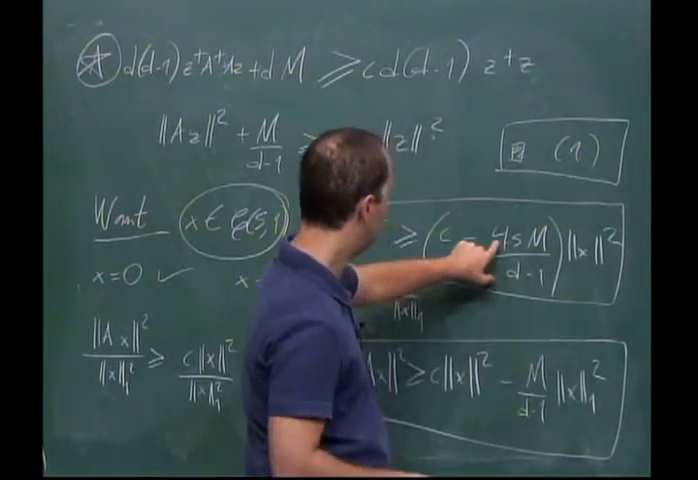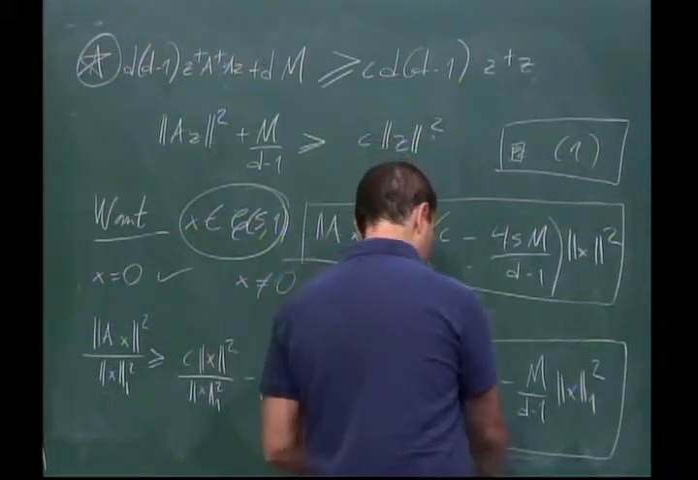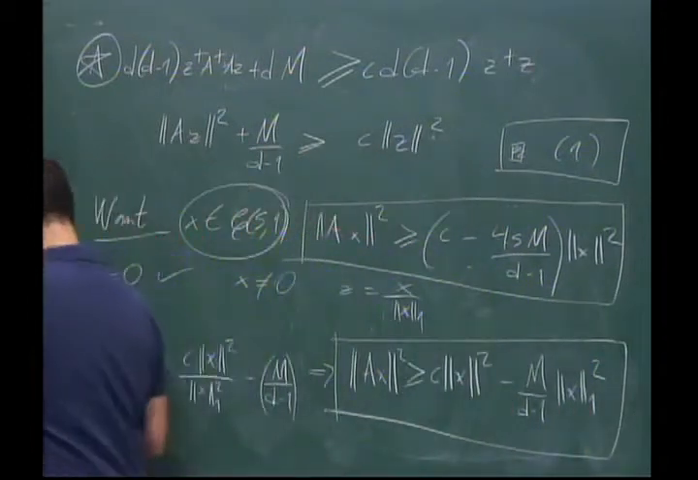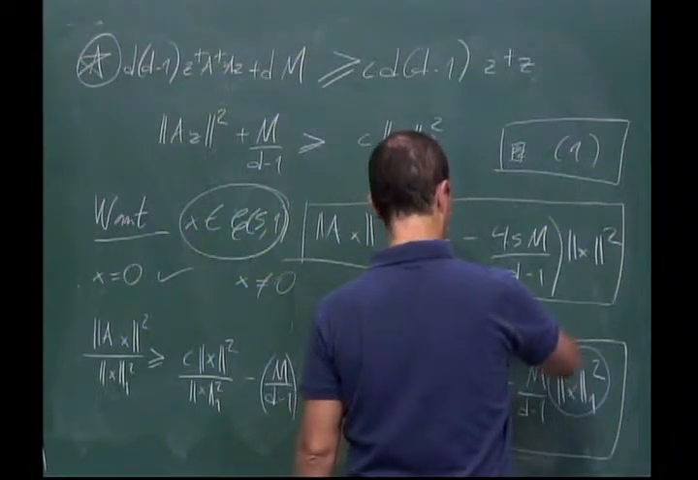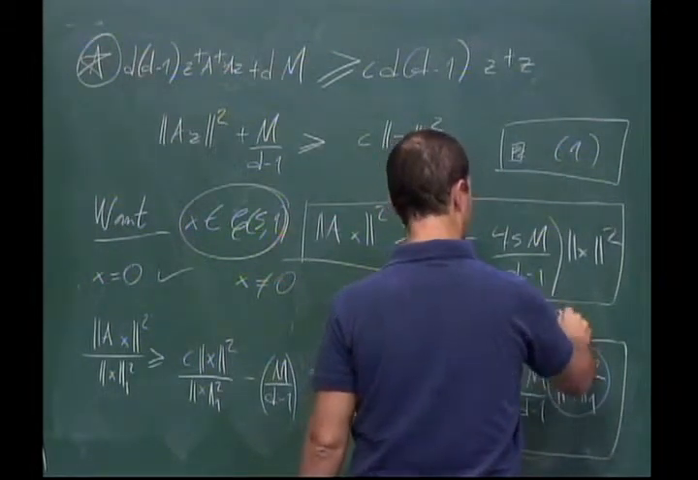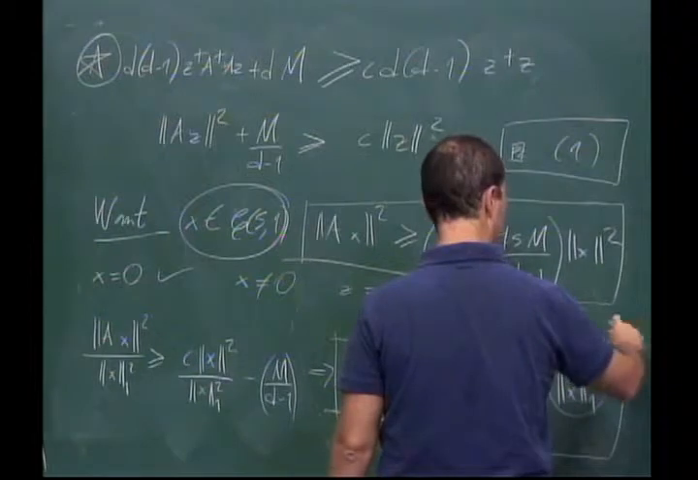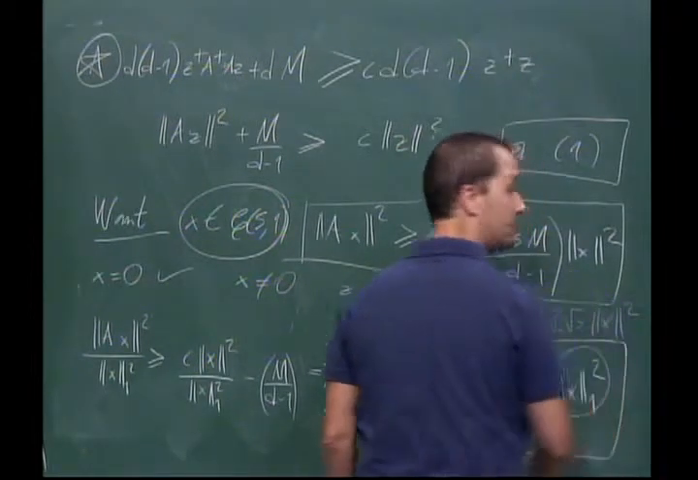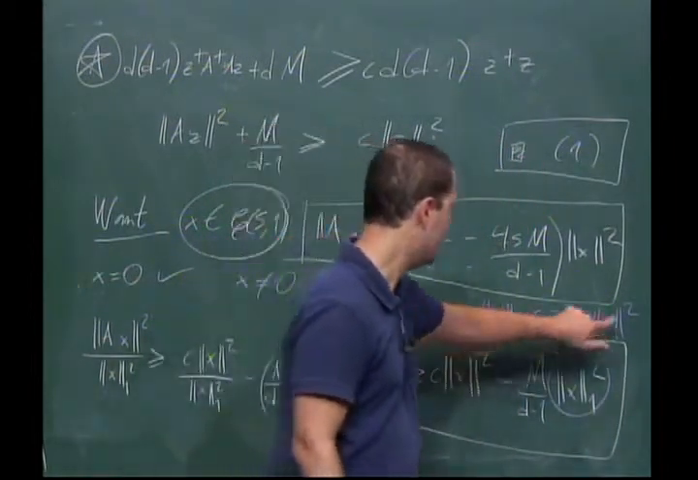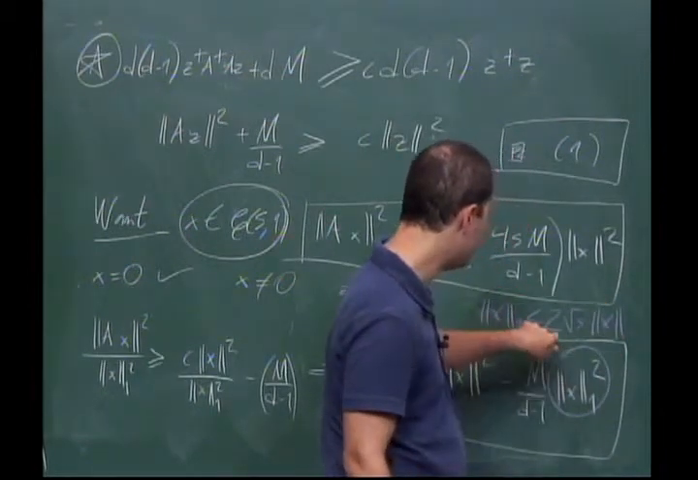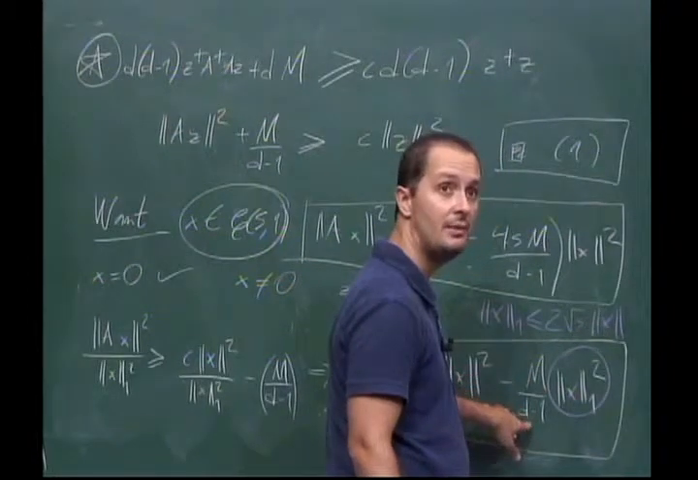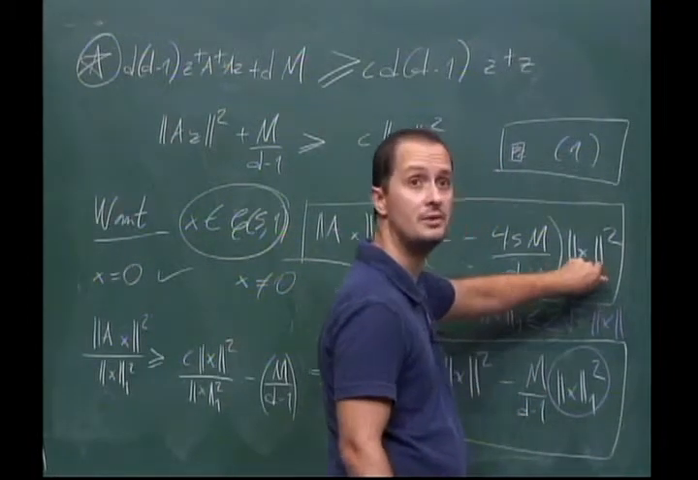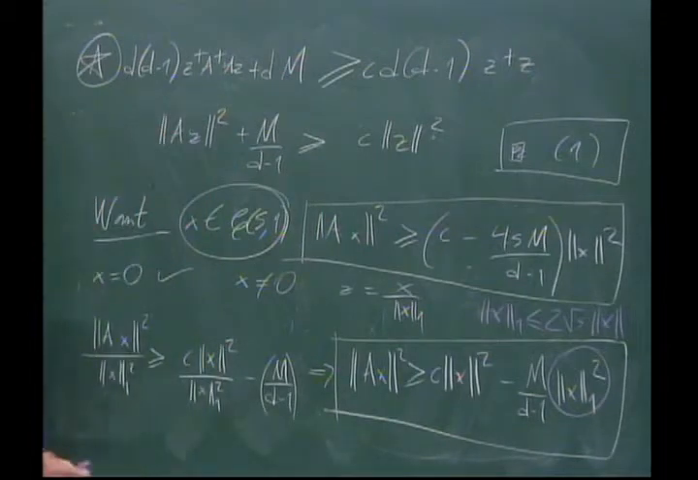But in any case, why does this 4 show up here? I'm just going to use the fact that we saw before, that the L1 norm of x is less than 2 times square root of s times the L2 norm. So if you square this, you get here 4 times s times m divided by d minus 1 times the L2 norm. So it's exactly what you have over here.